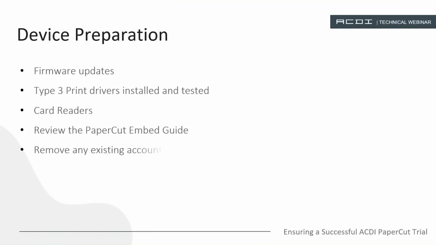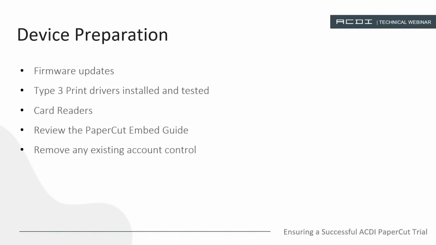We've had cases where we're trying to embed PaperCut only to find out that the customer is using some other print management software, and that just doesn't work. You can't have two print management software solutions controlling the entire environment. In these scenarios, we highly recommend using a separate VM to host the PaperCut trial and then designate one or two devices for the trial.